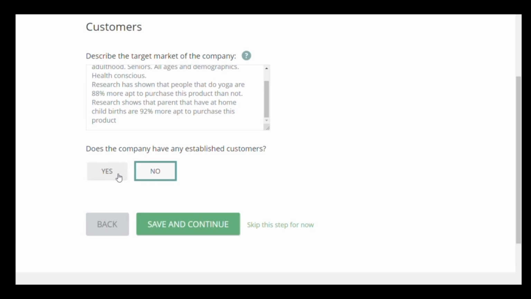They've been with your company now for 5 years, or they've had kids and now their kids are grown up, or something like that, depending on how long you've been selling this product.